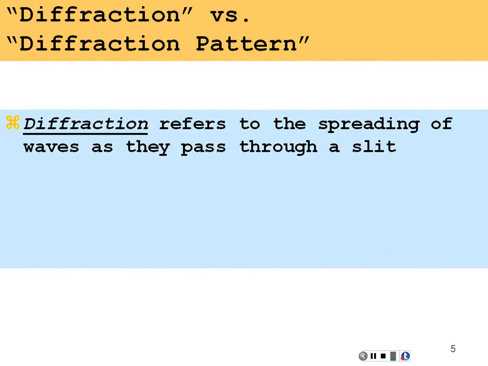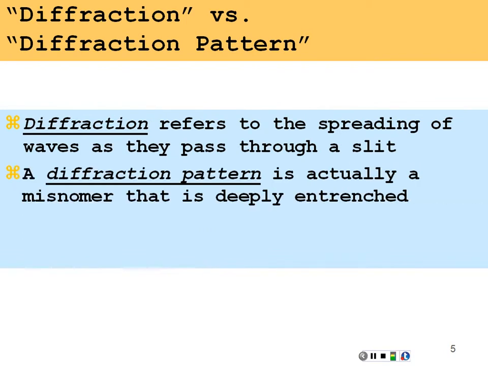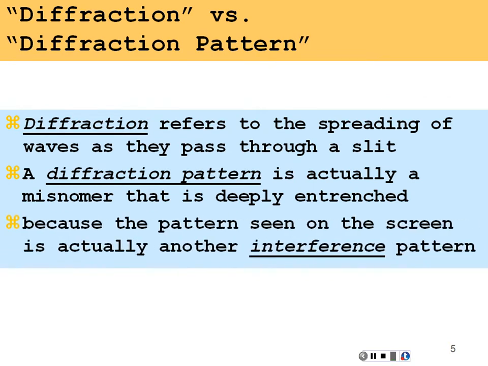So diffraction refers to the spreading of waves as they pass through a slit. A diffraction pattern is actually a misnomer that is deeply entrenched, because the pattern that we see is actually an interference pattern. It's the interference of one part of the light with another part of the light. And so just like we had interference in the last chapter, this is interference as well. But when we deal with just one slit, we call it a diffraction pattern.